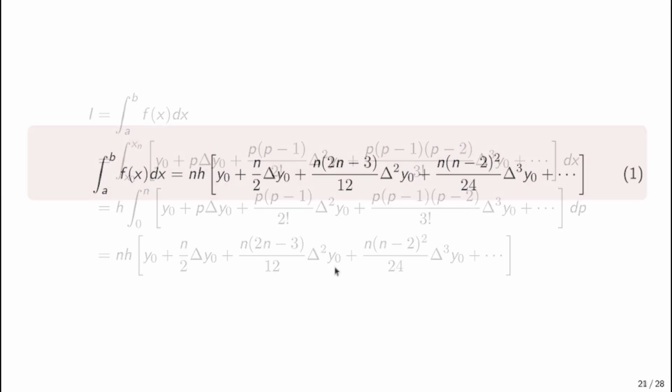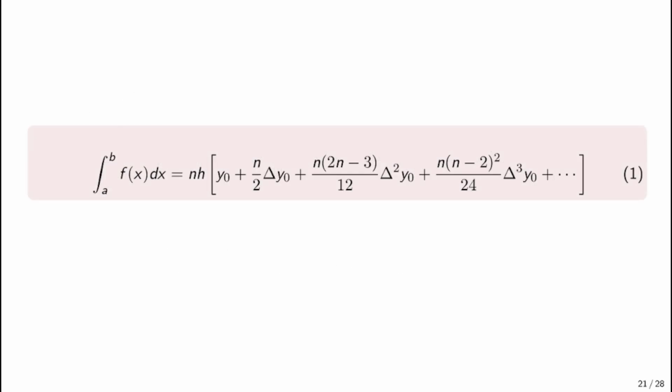and so on. So the general integral formula will be integral from a to b f of x dx equal to nh times y0 plus n by 2 delta y0 plus n into n minus 3 divided by 12 delta square y0 plus n into n minus 2 whole square by 24 delta cube y0 and so on.